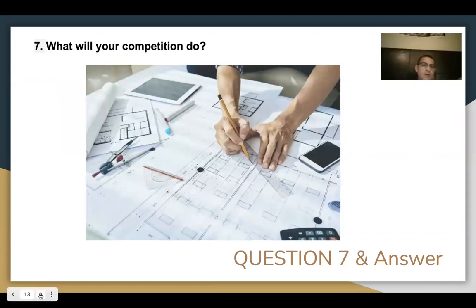Question 7. What will your competition do? And I said it's likely that the competition will attempt to convince the owner that they are willing to accept the terms of the contract that the firm deems unsatisfactory, or the competition might attempt to draw up a contract of their own based on the requirements of the current contract. But basically, the competition is just going to try to convince the owner that they're a better fit than the current firm they're using. Next slide.